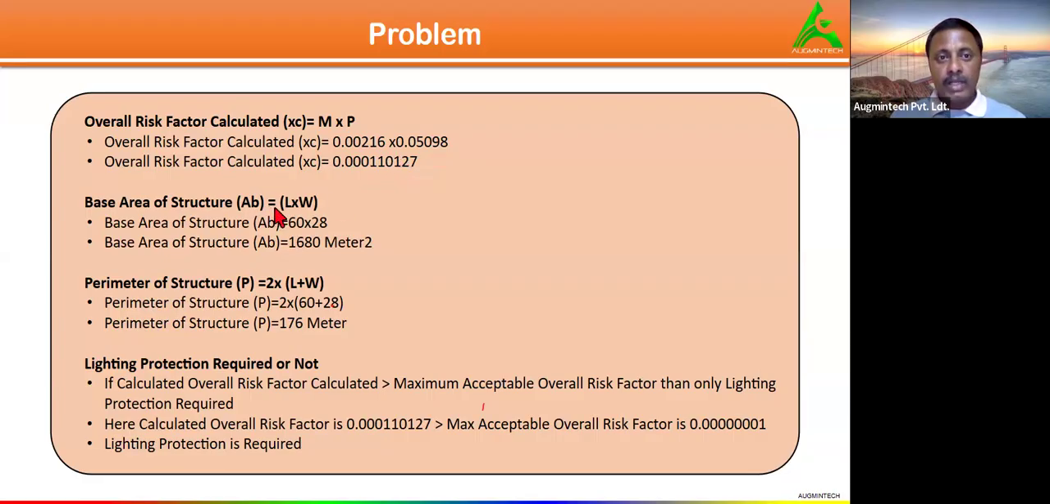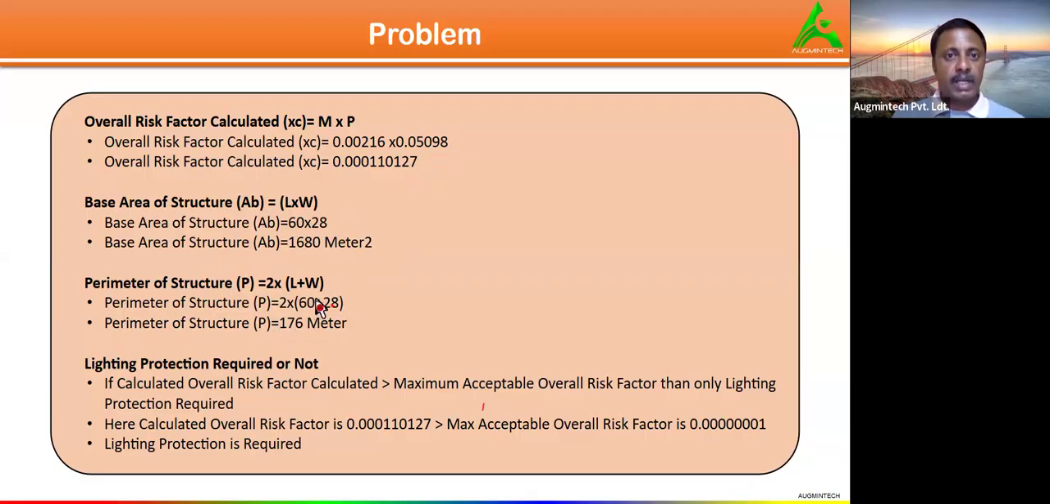Now we have to calculate the area and the perimeter of the structure. Area, as you know, is length into width. Simple mathematics, right? So 60 meters is the length and 28 is the width. So it's going to be 1680 meters square. And what about the perimeter? 2 into (L plus W), 2 times your length plus width. That's the perimeter of the building. So 2 into (60 plus 28) is going to be 176 meters.